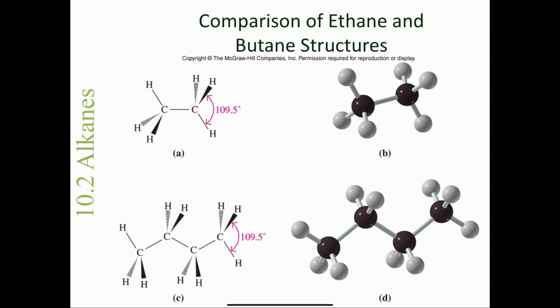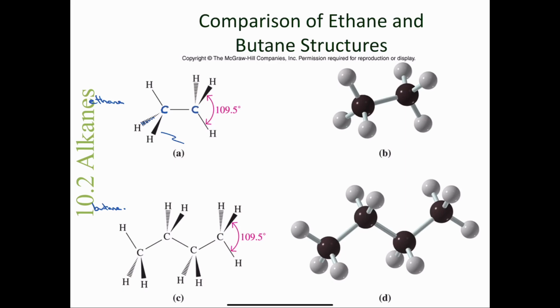These are just drawings of the molecules ethane and butane. So A and B are ethane, and then C and D are butane. And again, you're going to have these structures memorized. The important idea here is that you understand that the dashes like this are going back into the page, and that the wedges like this are coming out from the page, and that all of the bond angles are 109.5 degrees because each of these carbons has a tetrahedral geometry.